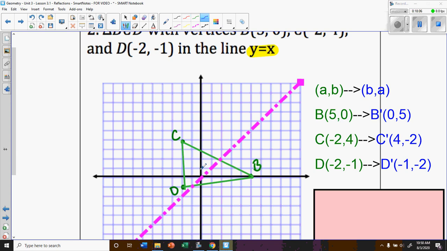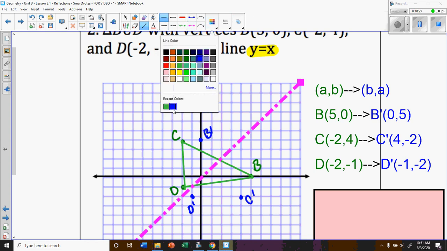So 0, 5, which is going to give me B prime. Then I got 4, -2, which is C prime. And then I got -1, -2, which is D prime. And then I'm going to draw the lines connecting my points.